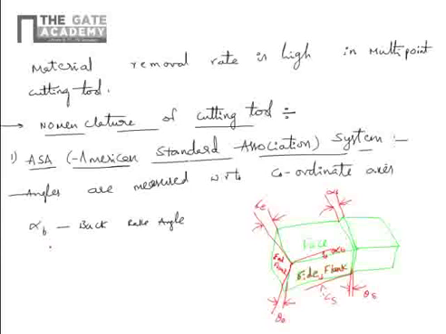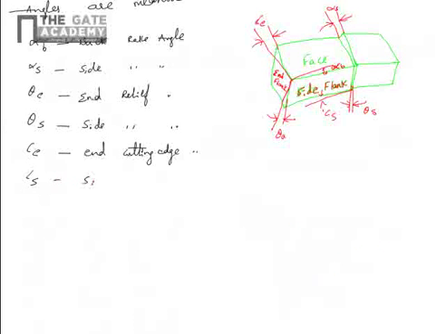First of all, I will just write the names and then we can discuss in detail. Alpha S is side rake angle. Theta E is end relief angle. Theta S is side relief angle. CE is end cutting edge angle. CS is side cutting edge angle.